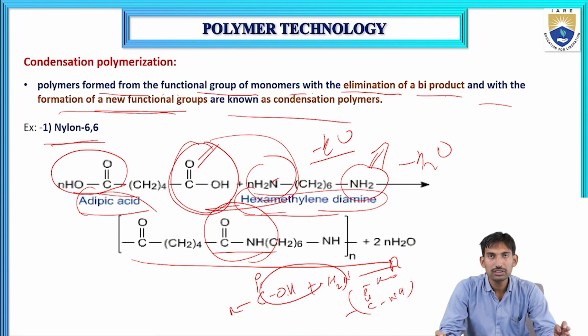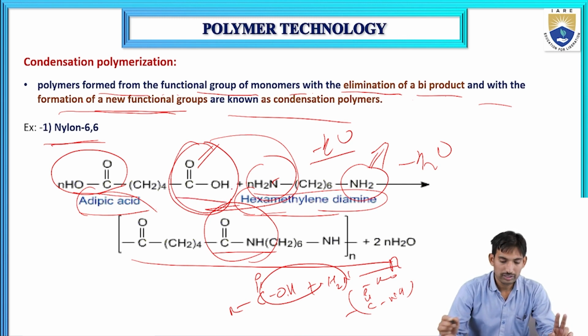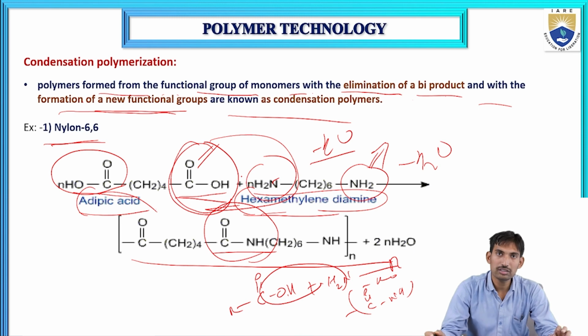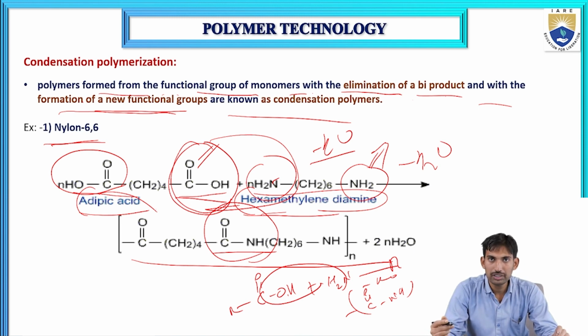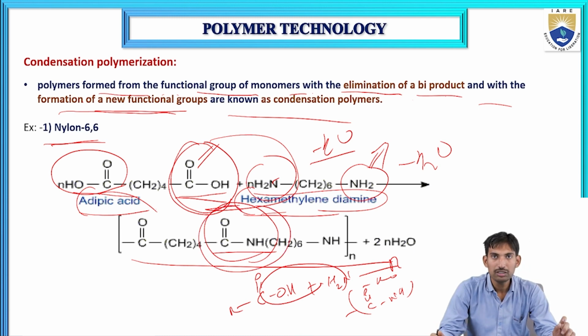In condensation polymerization, there is a loss of byproducts, or loss of atoms or groups. In addition polymers, there is no loss of atoms or groups, and the monomer should contain at least one double or triple bond. In condensation polymers, the monomer should contain at least one type of functional group, and these functional groups undergo reaction and form in the product a new functional group that is different from the monomers. This is condensation polymerization.